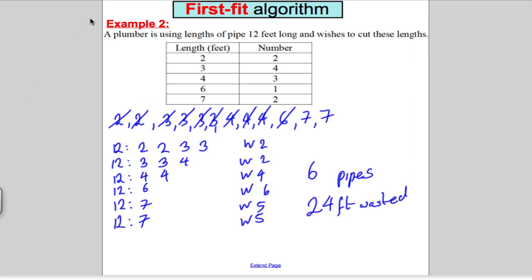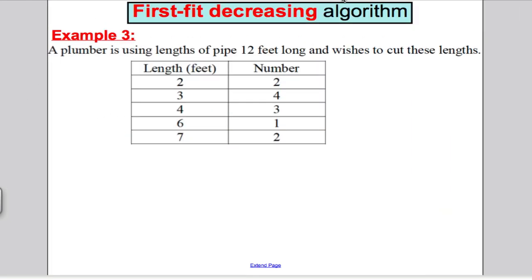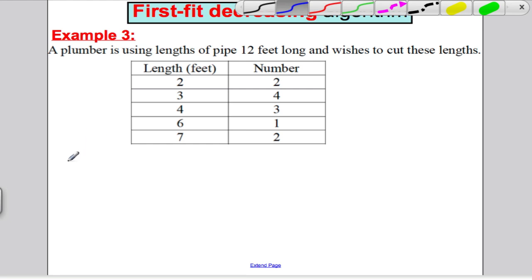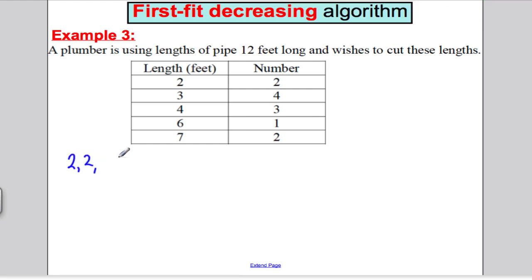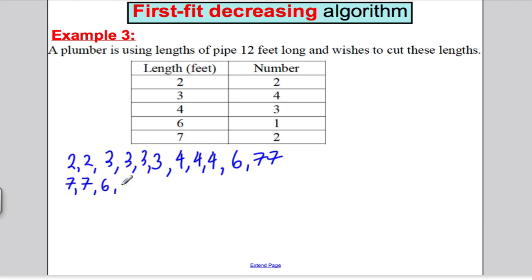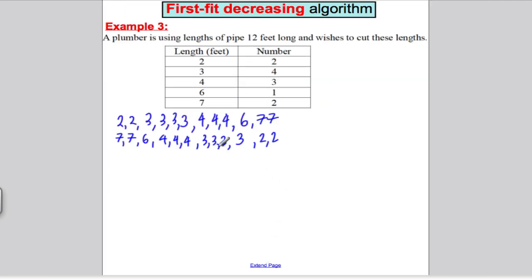Okay, let's have a go at this question now with the first fit decreasing. Okay, so we said these were our numbers first of all. We had 2 twos, we had 4 threes, so 3, 3, 3, 3. We had 3 fours, so 4, 4, 4. We had 1 6, and we had 2 sevens. Now, the first stage was to put them into decreasing order. So put them as 7, 7, 6, 4, 4, 4, 3, 3, 3, 3, and finally 2 twos. Okay, so put them in decreasing order and try and do it then.